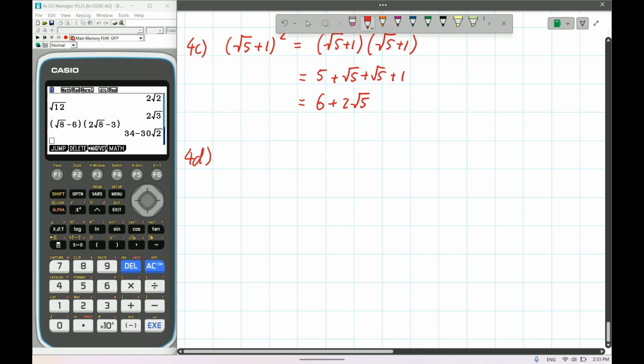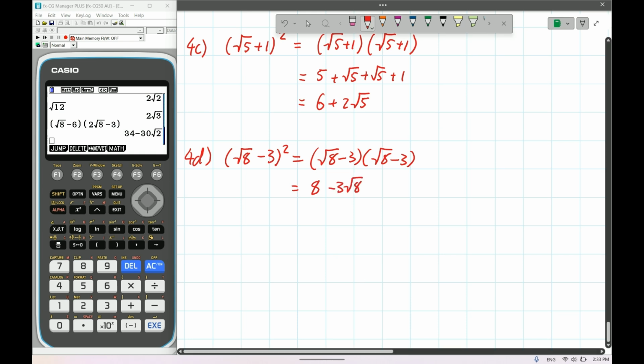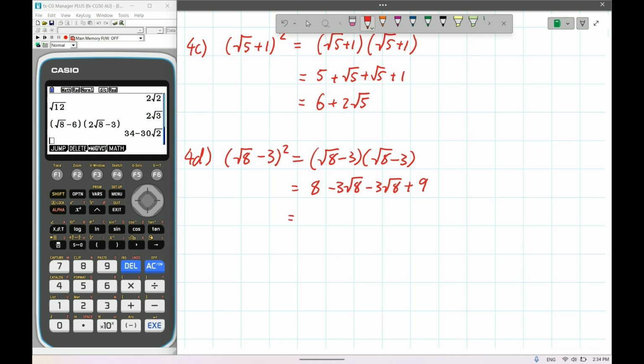For D, what we're looking at here is root 8 minus 3 squared. Root 8 minus 3. The root 8 times the root 8 gives you positive 8, minus 3 root 8, minus another 3 root 8, plus 9. And then once again, collecting like terms, you get 8 plus 9 is 17, minus 6 root 8.